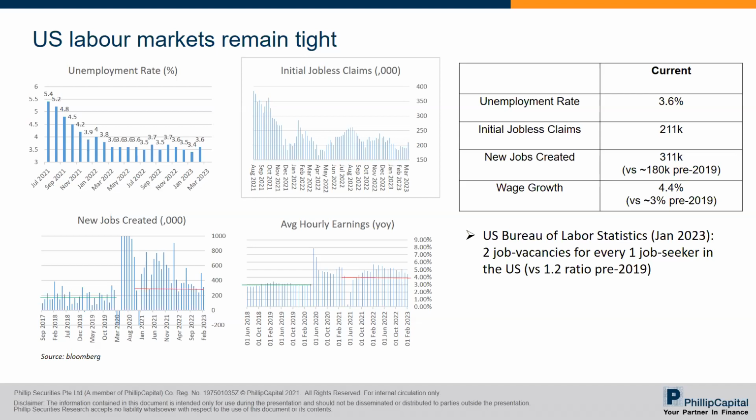And then another ratio that we look at is the job vacancy to job seeker ratio. In January, this came in still at 2 to 1, meaning for every one person seeking a job in the US, there are 2 available job vacancies to fill. So this is still very high, because in normal times it should only be around 1.2.